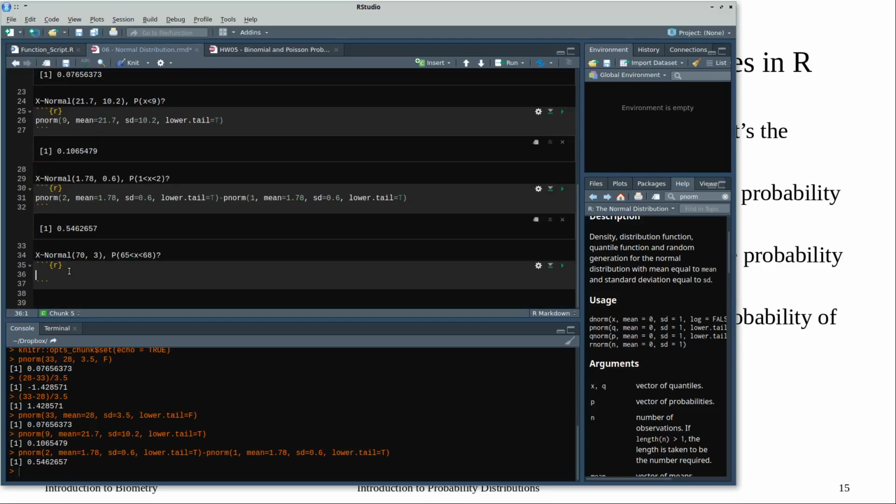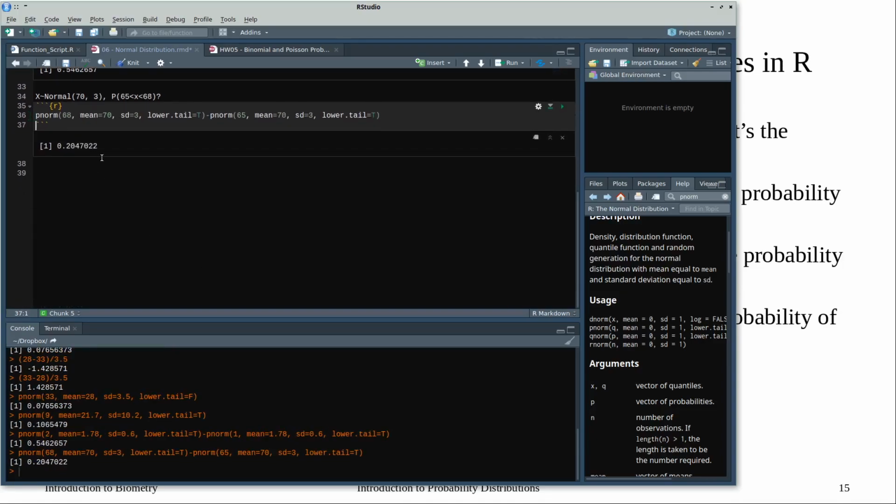Question 4, normal distribution with a mean of 70, standard deviation of 3. What's the probability that we get a value between 65 and 68? It's going to be the exact same thing. I'm going to use lower.tail equals T. I'm going to take the larger value and subtract the smaller value, lower.tail equals T. I'm going to subtract my smaller value of 65, calculate it, and I get 0.2047.